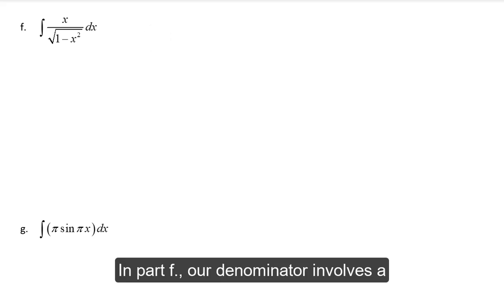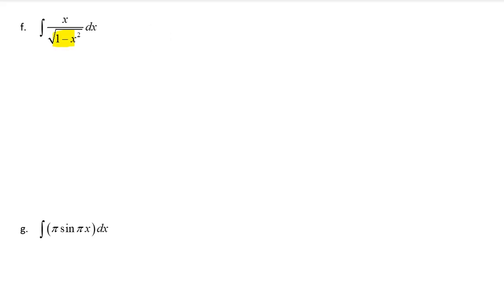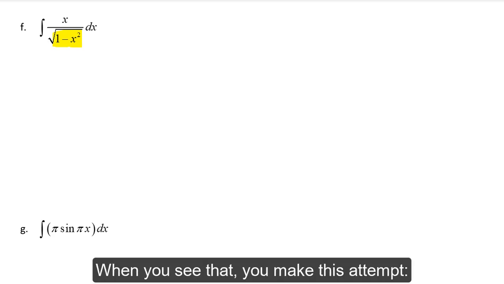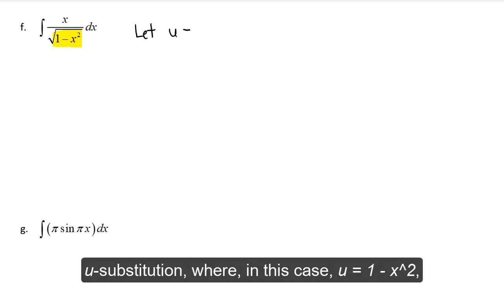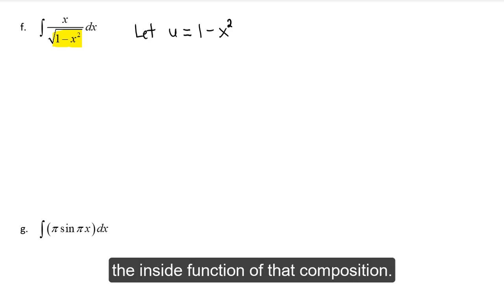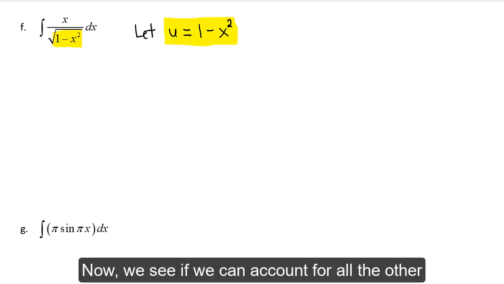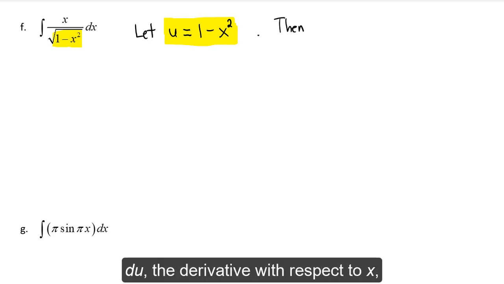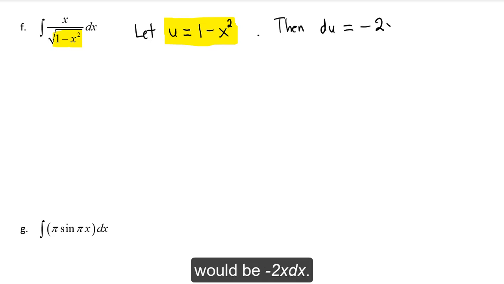In part F, our denominator involves a composition with an inside function of 1 minus x squared. When you see that, you make this attempt. Use substitution where, in this case, u equals 1 minus x squared, the inside function of that composition. Now we see if we can account for all the other components of the integrand. Du, the derivative with respect to x, would be -2x dx.